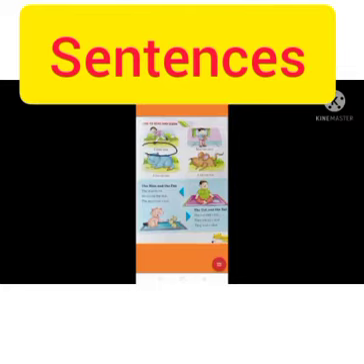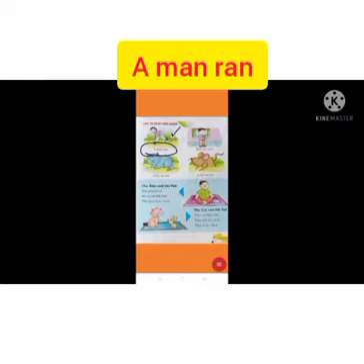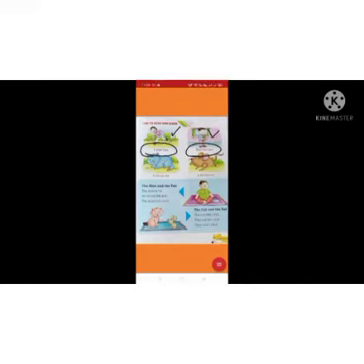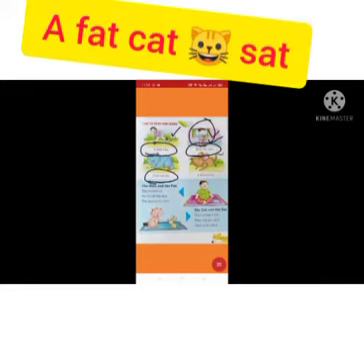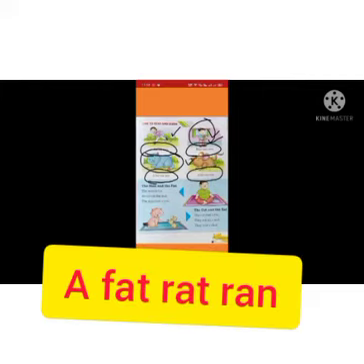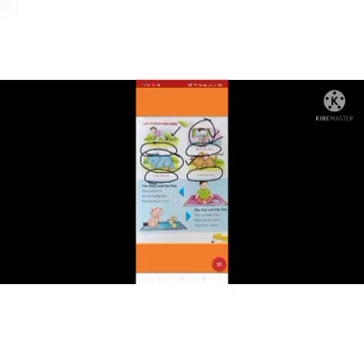A man ran. All A sound. A man ran. Max has jam. So Max is the name of a boy. This boy, Max, has jam. A fat cat sat. Wow. This is a fat cat sat, okay, who is sitting, so sat. A fat rat ran. Done? The man and the pan. See, the pronunciations are all same, only the consonants are getting changed, okay. So we have done the sounds of the consonants also, and now we are applying it in our sentence.